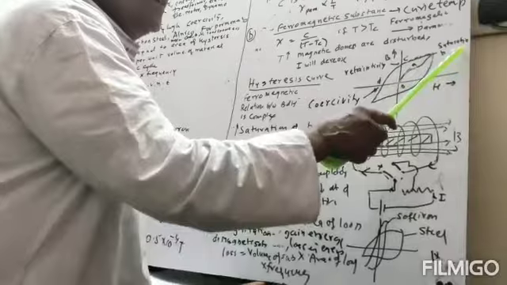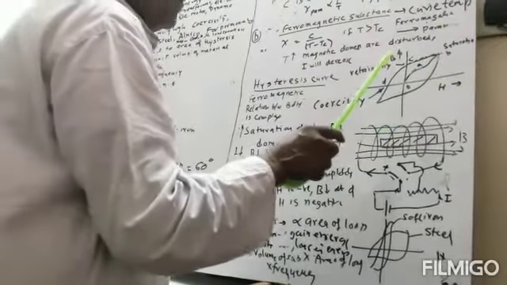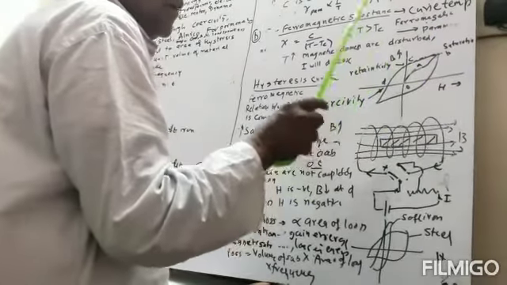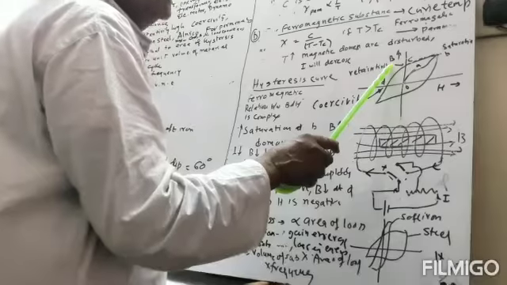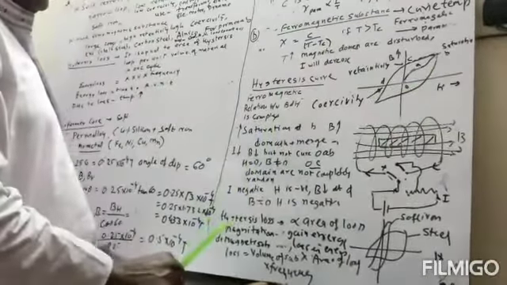If we increase the H, then it will be a straight line. So B will not change. So this point will be the saturation point, where the value of the magnetic field B is maximum at this field.